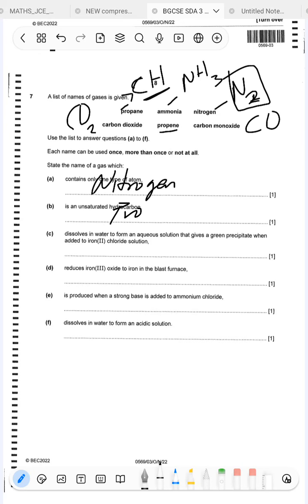So here we have propene, and then the saturated or the opposite hydrocarbon there will be propane. Okay, they have single bonds.